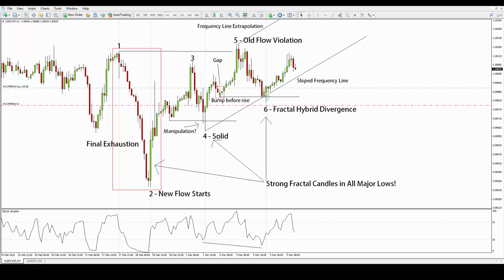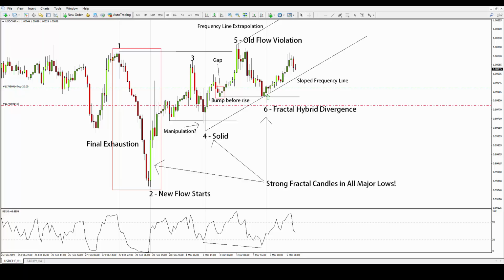The trade you see in this chart was triggered at the open of the candle right next to candle number 6, as indicated by the green arrow. The stop loss was placed a few pips below the low of fractal candle number 6 due to the incredible convergence of different techniques at that point.